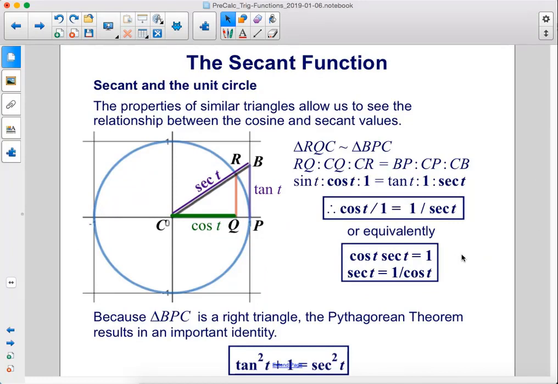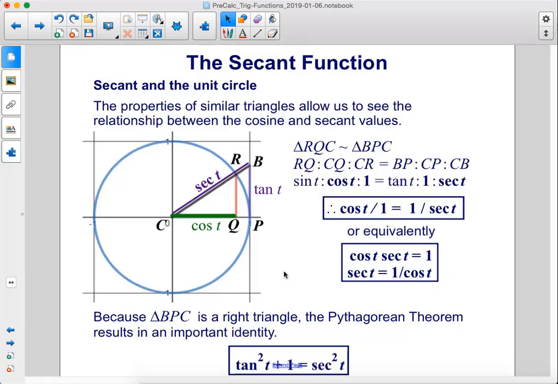Secant and the unit circle. The properties of similar triangles allow us to see the relationship between the cosine and secant values. Here we have two triangles. Triangle RQC is similar to triangle BPC. RQ is to CQ is to CR as BP is to CP is to CB. So we have sine t is to cosine t is to 1, as tan t is to 1 is to secant t. So therefore, cosine t divided by 1 equals 1 divided by secant t, or equivalently, cosine t times secant t is 1, or secant t equals 1 over cosine t.